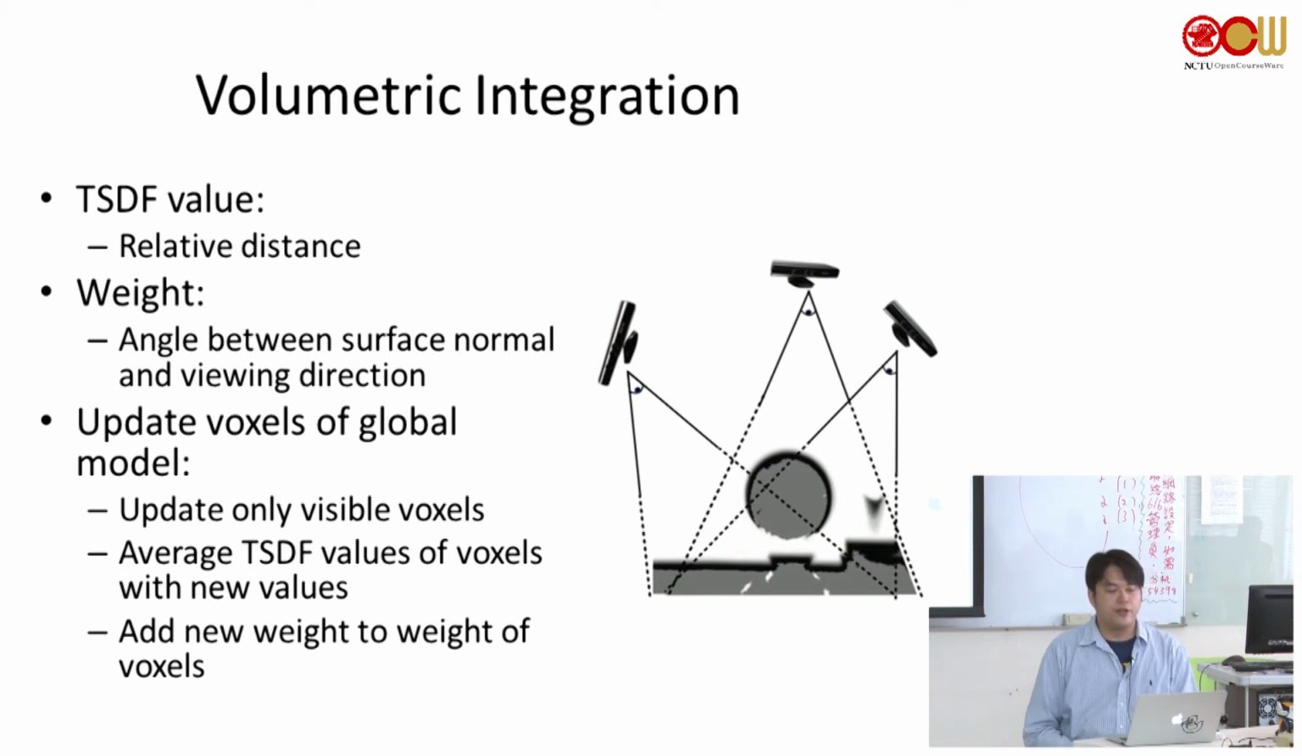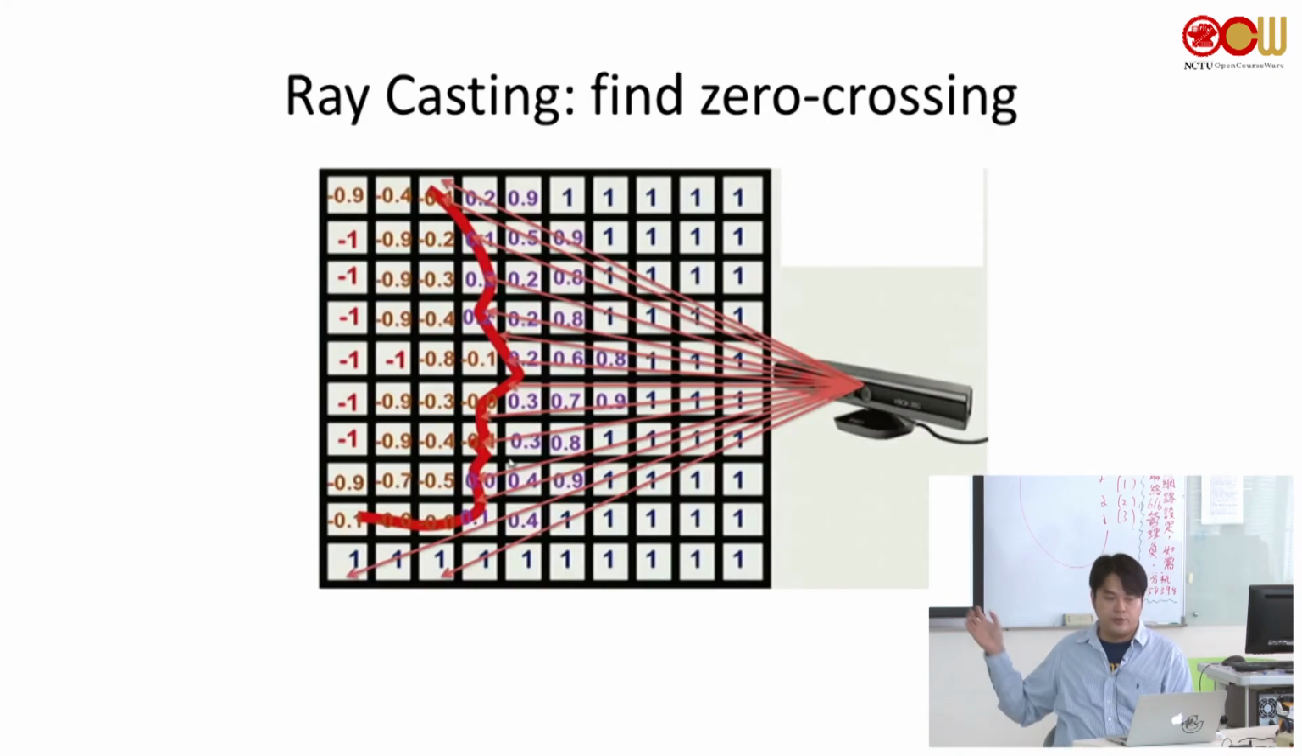And here comes the most important part. The next step is to update the voxels of the global model. The updating only happens for visible voxels. So if we go back to this figure, we actually don't update those guys because they are not visible.